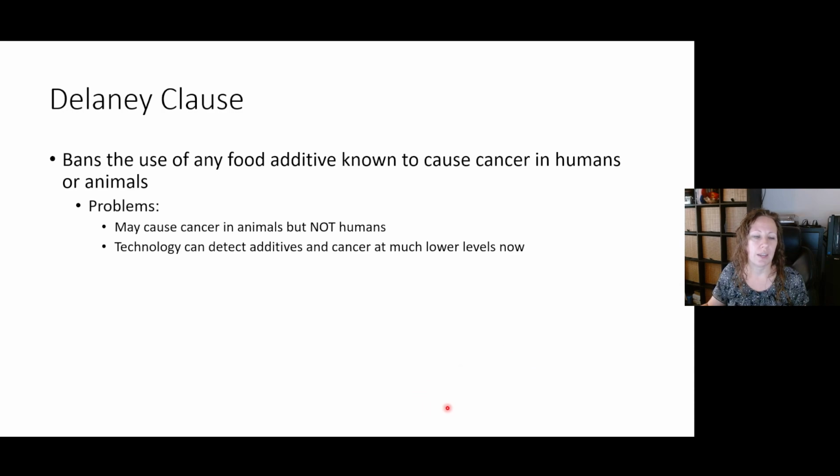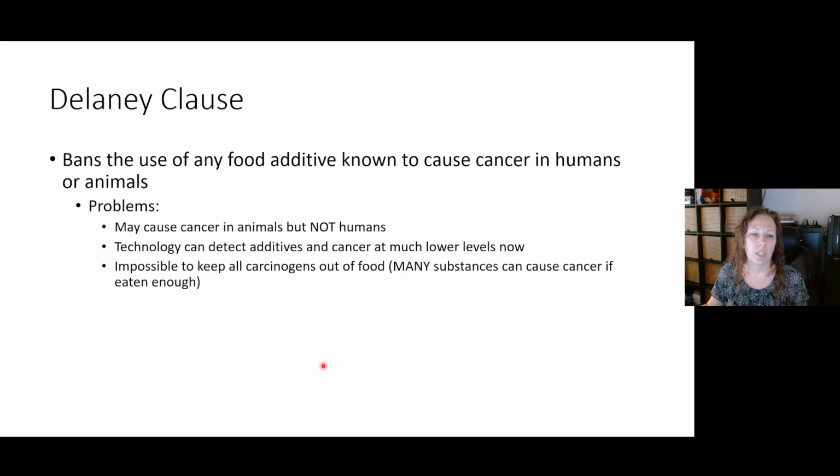Also, technology can detect additives in cancer at much lower levels now. And so if we can detect cancer at the tiniest level, well, that's not the same as back when this clause was introduced and we knew for sure this causes cancer, right? And so if you're being very strict with this clause, it reduces a lot of the additives that can be used.